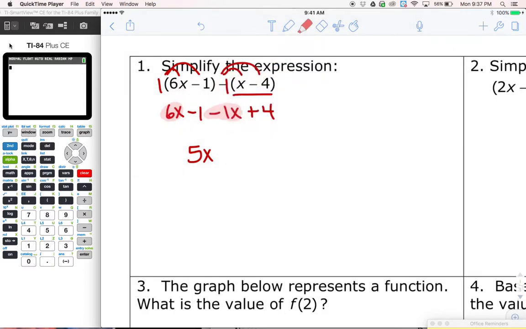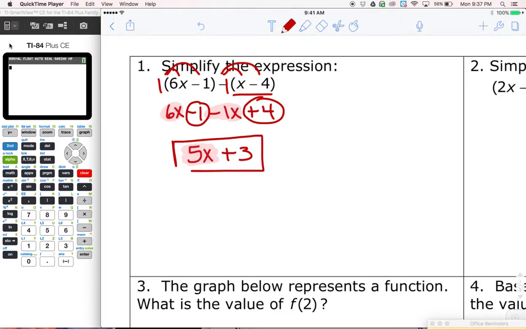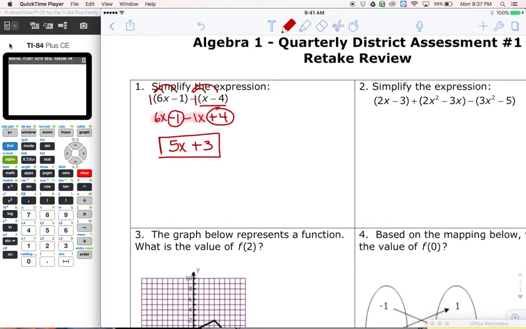Make sure that you don't start messing with exponents when you're combining like terms. And we've got a negative 1 and a positive 4, which we add up and get a positive 3. So 5x plus 3 is my answer. All right, let's look at problem number 2.